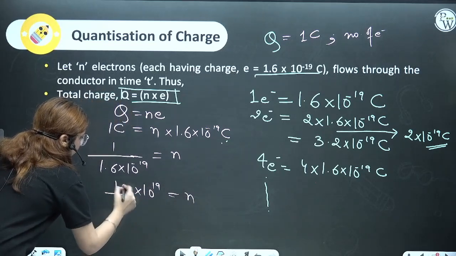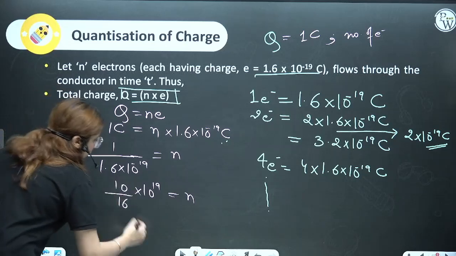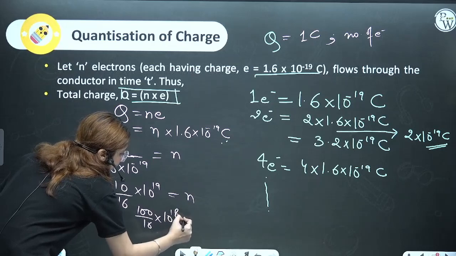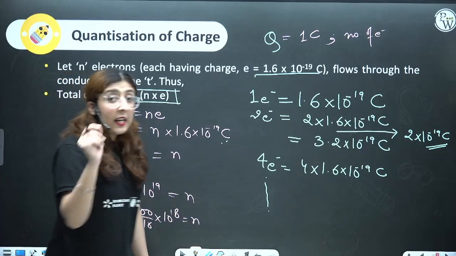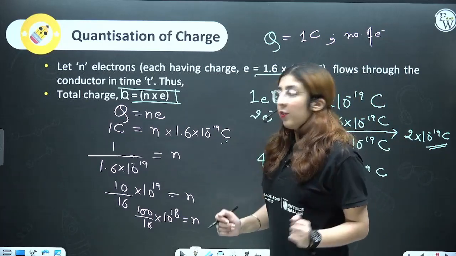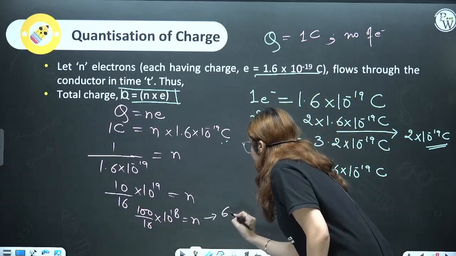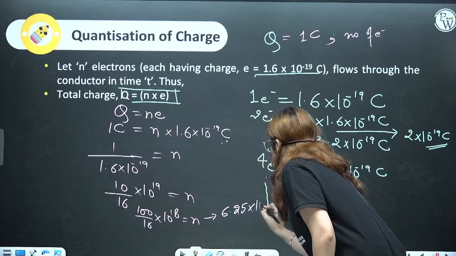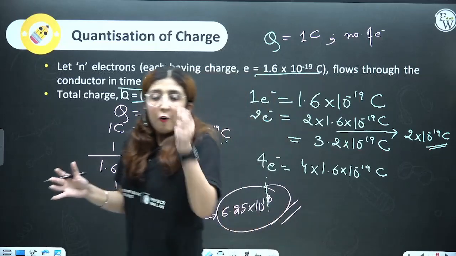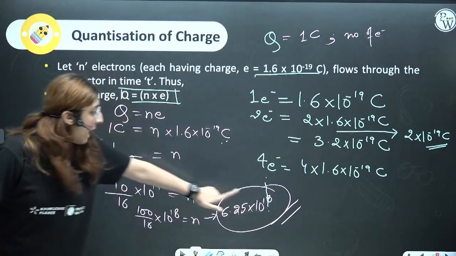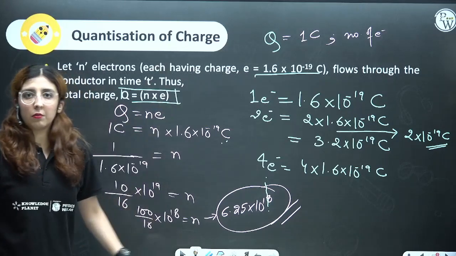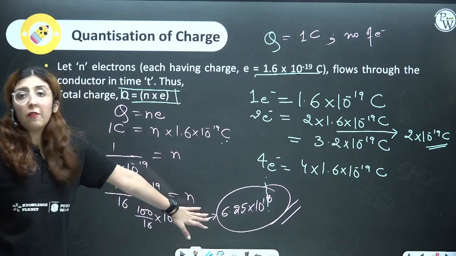10 by 16. Yeah. After solving this, of course, take the 0 from here. 16 into 10 to the power 18. Your final n, and yes, I want you all to write that down there in the chat. Do it. Don't wait for me. So, 6.25 into 10 to the power 18 electrons. Can you actually imagine the amount? For 1 coulomb, have a look at the number of electrons. 6.25 into 10 to the power 18 electrons. Okay, this is the number of electrons that you have found.